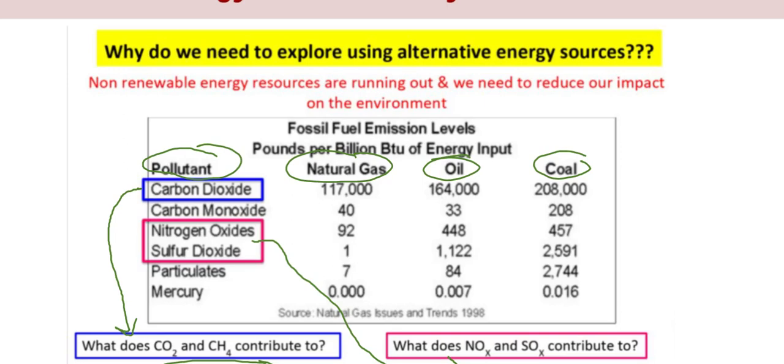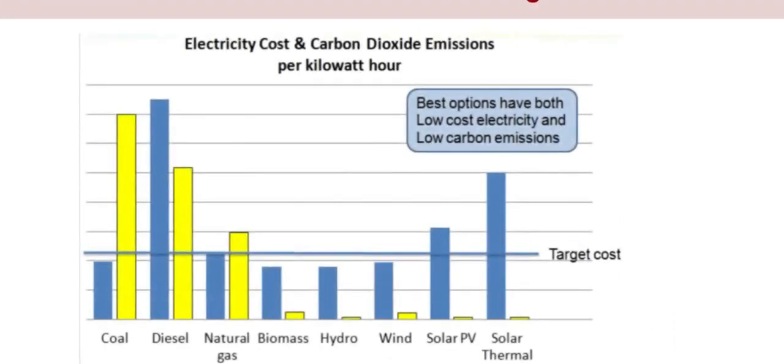Also, we want to look for renewable resources. These ones are non-renewable, right? So eventually they're going to run out at some point. So we do need to look at what else is out there, at the same time that we want to reduce our impact on the environment by finding sources of energy that don't make these kinds of pollutants, or as much of them. So ideally, we want to find a low-cost option for electricity that is low carbon emitting. And even better, on top of that, we would like a sustainable resource, something that is renewable, if possible.